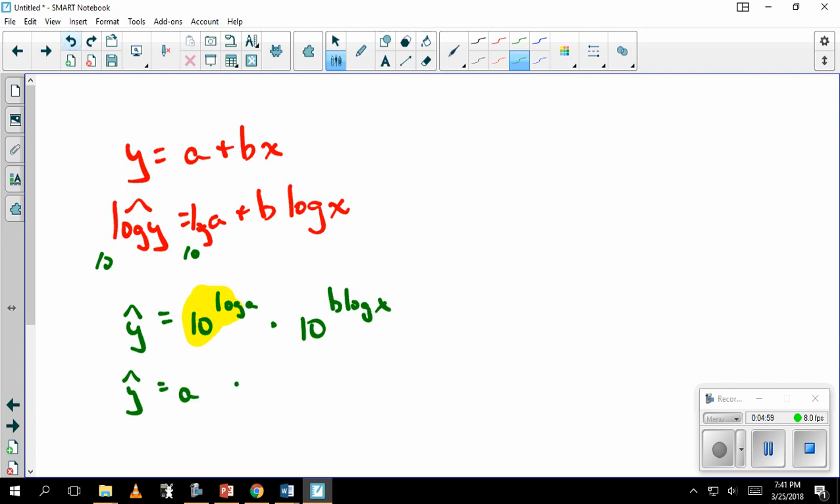And then over here on this part, I'm going to use one of those rules of logs to make this 10 to the log x to the b. And now again, my 10 and my log will cancel.